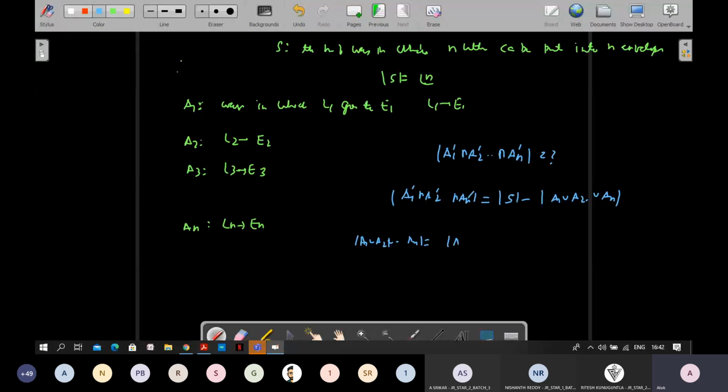By set theory we know that the union A1 ∪ A2 ∪ ... ∪ An equals the sum of A1 ... An, minus A1∩A2, minus A1∩A3, and so on, minus A(n-1)∩An. So this is first the sum of all elements taken one at a time, then taken two at a time, then taken three at a time. It is the twofold intersection, two at a time.